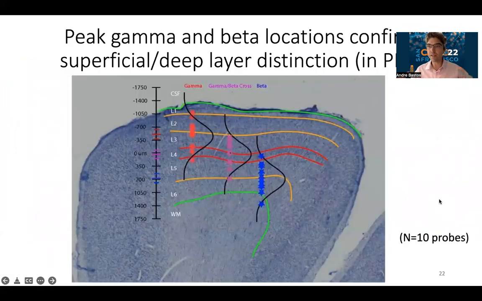And now we can quantify across an entire population where we can really be specific about where is the mean of the gamma peak, where is the mean of the beta peak, and where is the mean of the gamma beta cross, which layers are those things tending towards. So on the y-axis is the distance from layer 4, where each peak on different probes, a total of 10 probes, was observed. The gamma peak maps nicely onto the border of layer 2, 3. The beta peak maps nicely onto the border of layer 5, 6, and the gamma beta cross to layer 4.